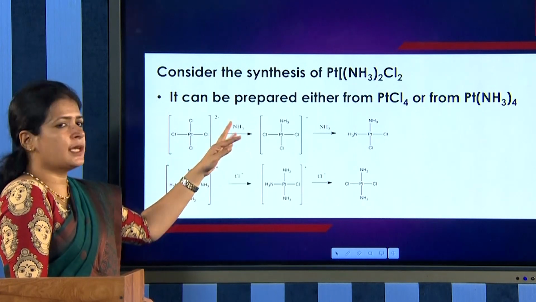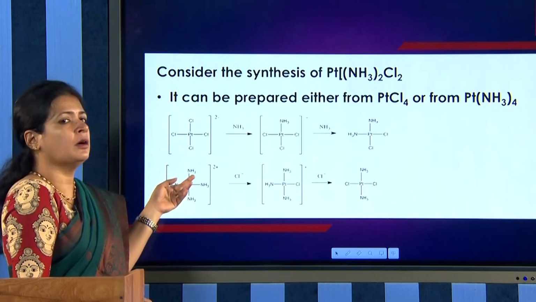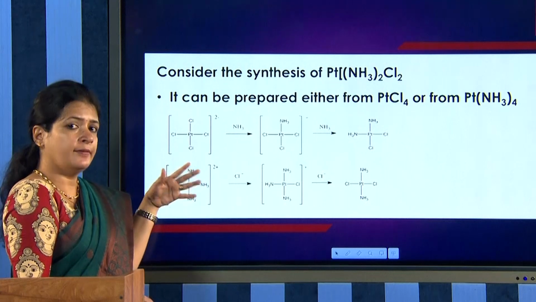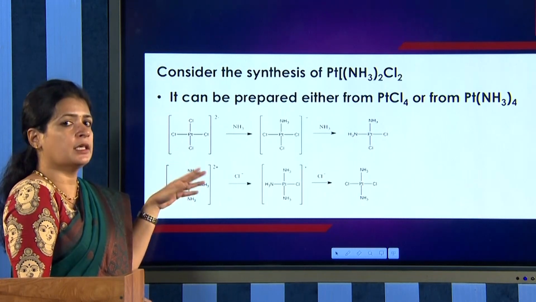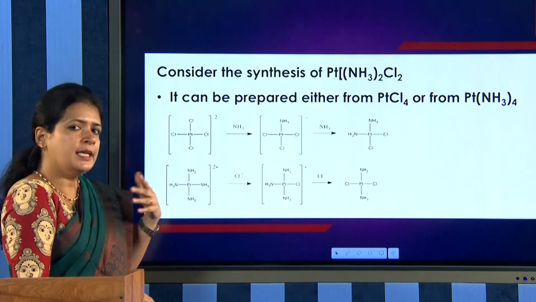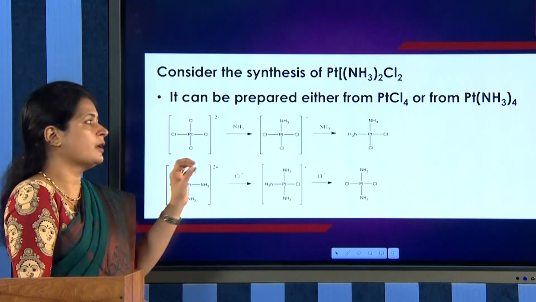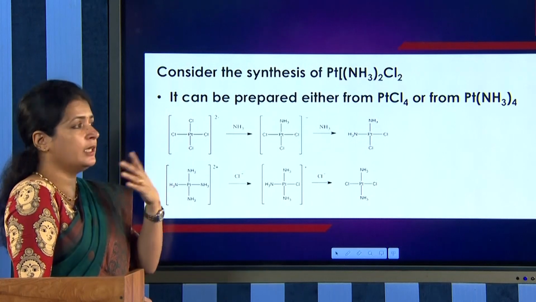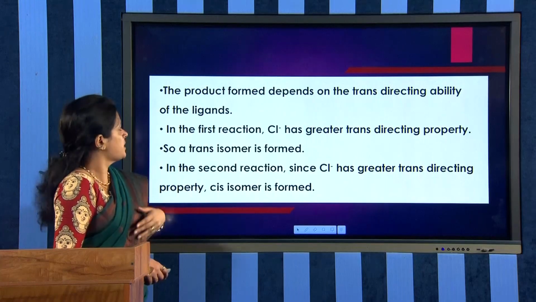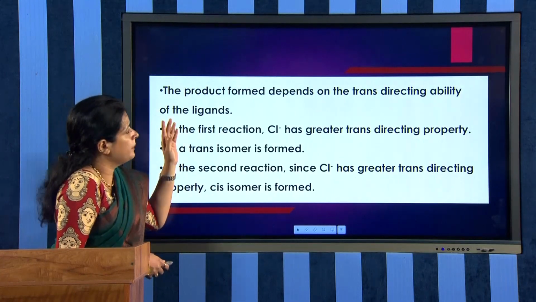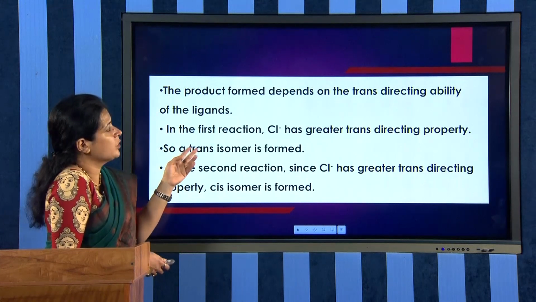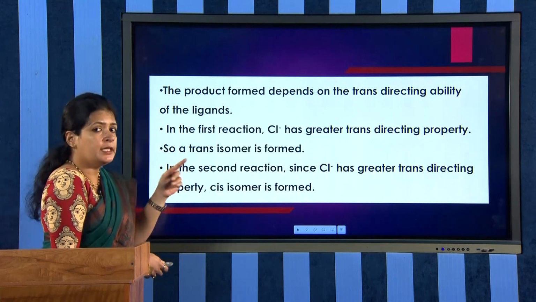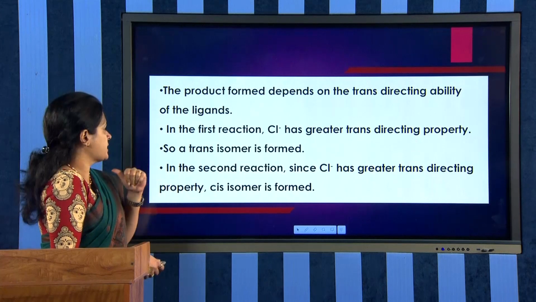So, the products are different if I take different reactants. These two different reactants give different products. And the reason is that the trans effect is the reason for the formation of two different products. I will be discussing in detail in the coming slides. And the product formed depends on the trans-directing ability of the ligands in the complex.